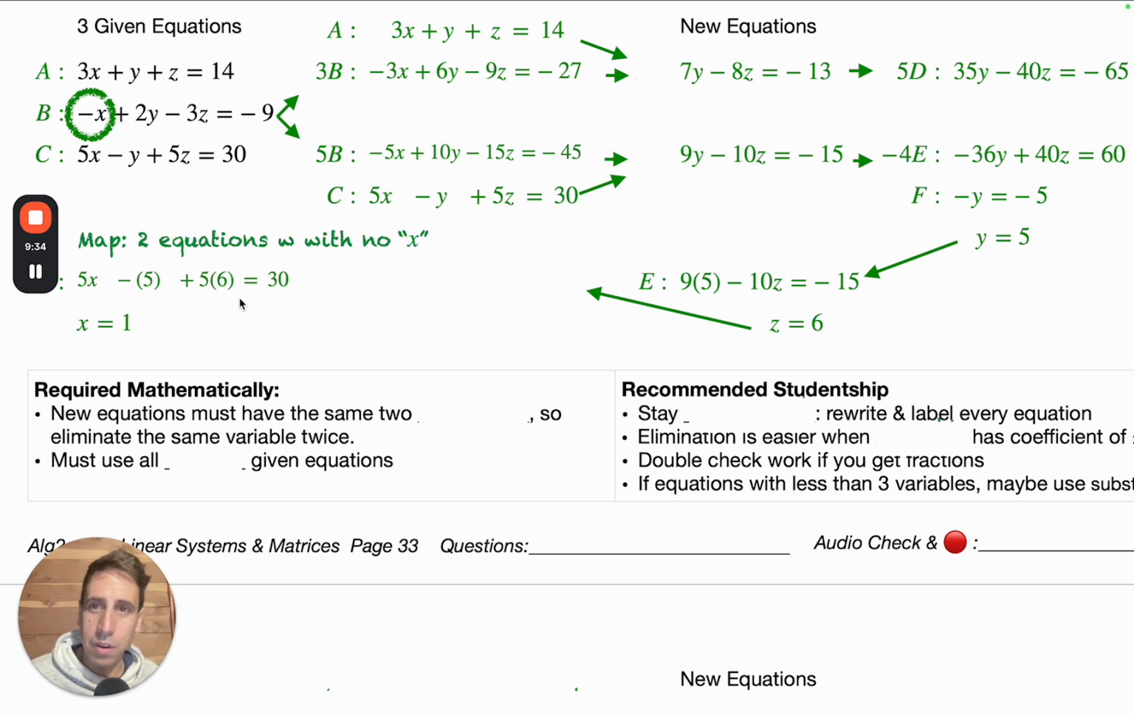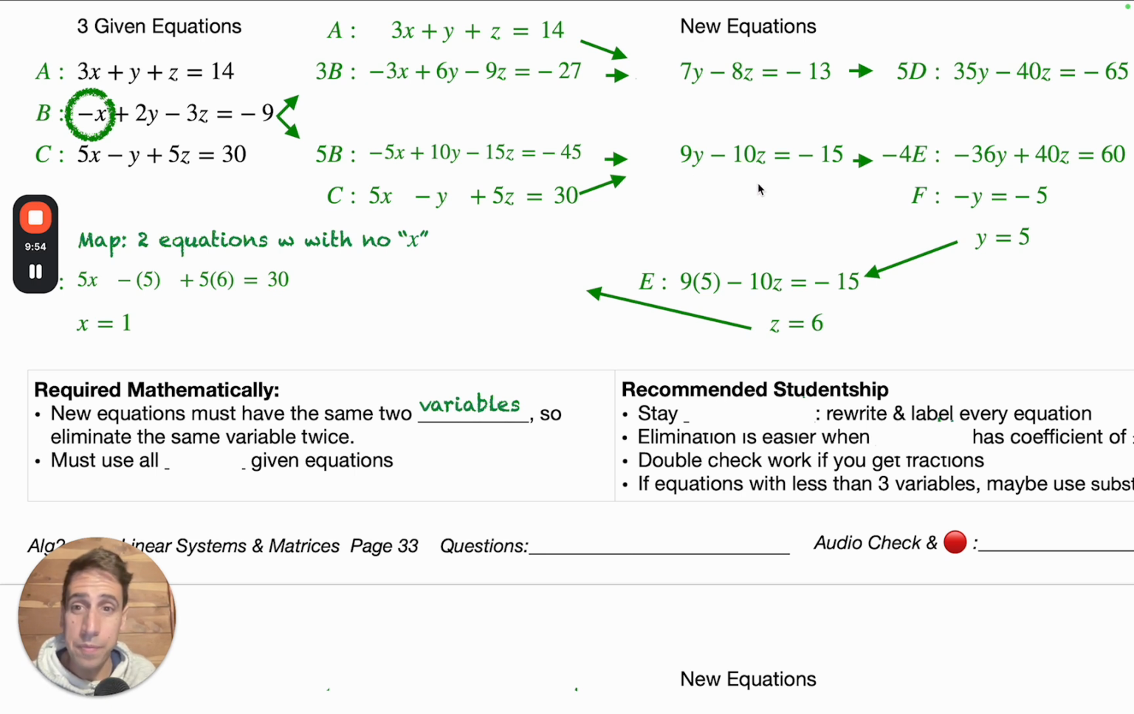Let's talk about some things that are required and some things that are recommended. Mathematically, it's required that the new equations must have the same two variables, like you see right here. The new equations had y and z, y and z. It wouldn't work if I had like x and z and y and z.